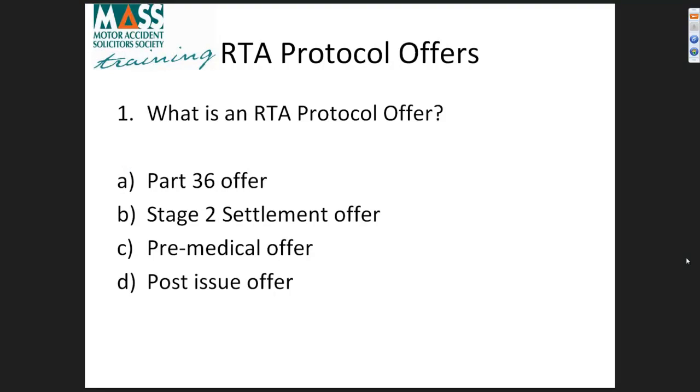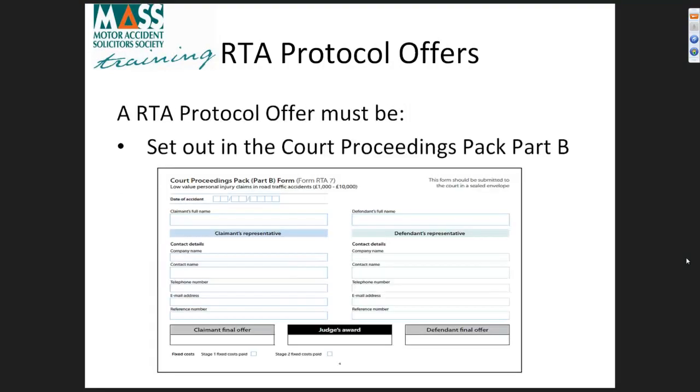Okay, so where is it? An RTA protocol offer must be set out in the court proceedings pack. It's there, the claimant final offer, sorry, Court Proceedings Pack B, it's there. The claimant final offer, that is your Part 36 offer. For all the rest of your negotiations under Stage 3, that's the bit that you're going to be relying upon when you get to court.